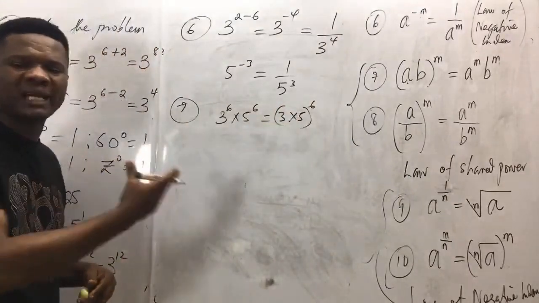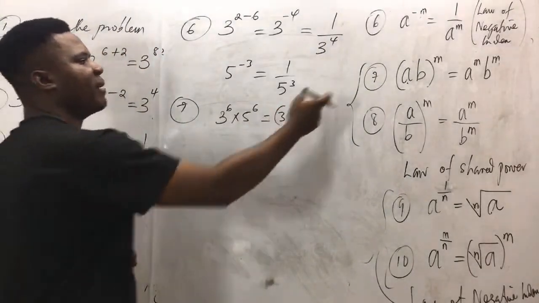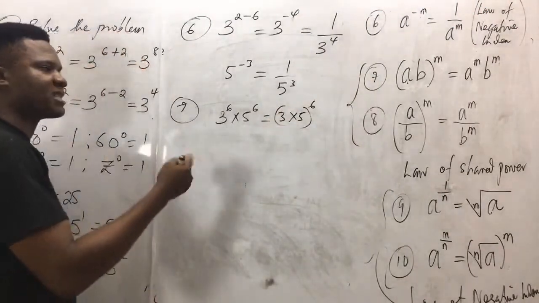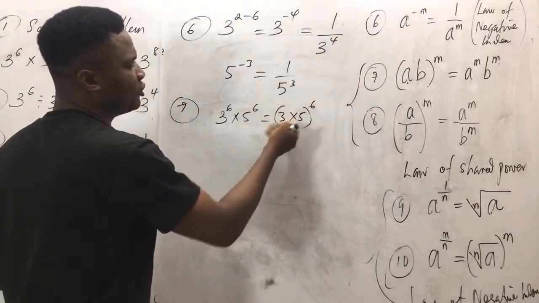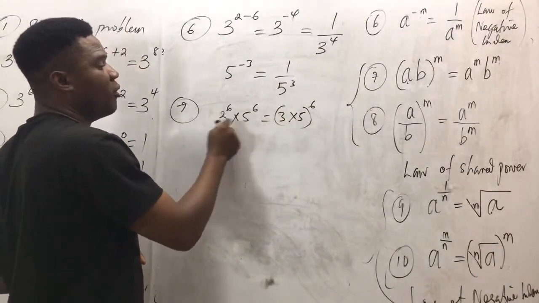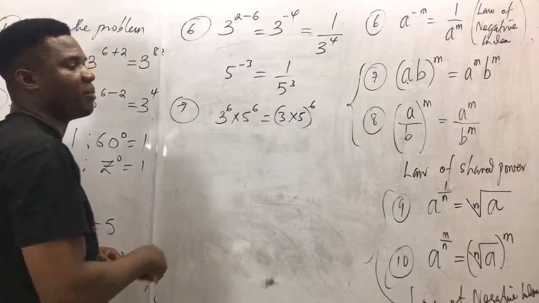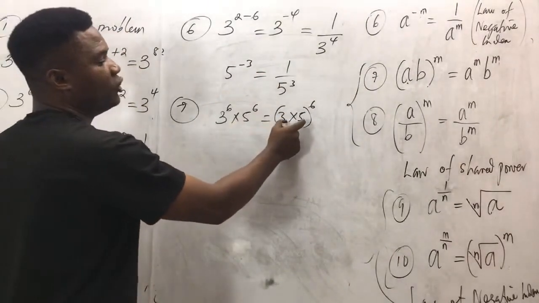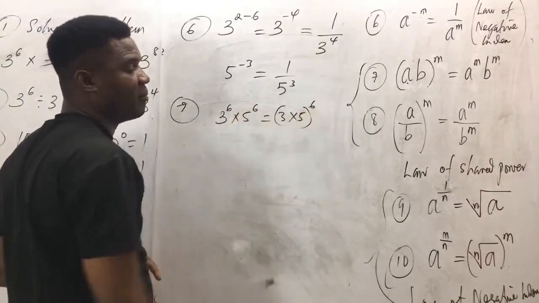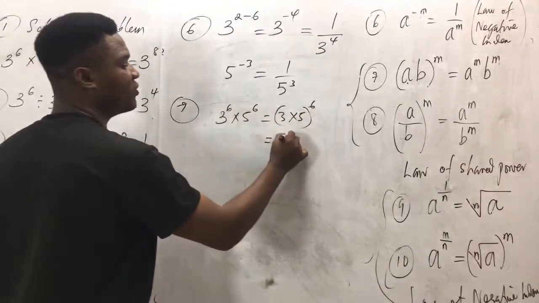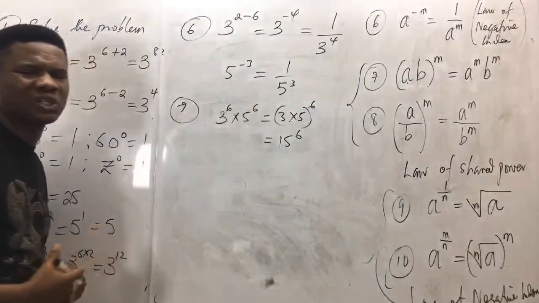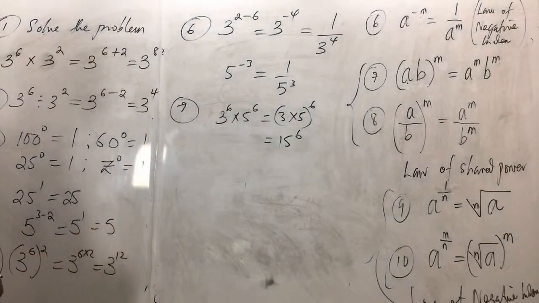Why do I have the audacity to do this? I am justified by law number 7. Law number 7 gives me the audacity to do this, because when 2 or more bases are different but carrying the same power in multiplication, then you can multiply the 2 bases raised to the same power. So that would end up giving me 15 raised to the power 6. And that's an application of law number 7.